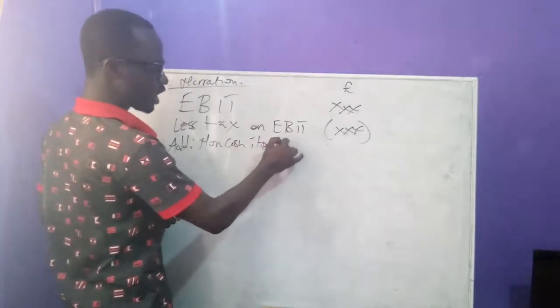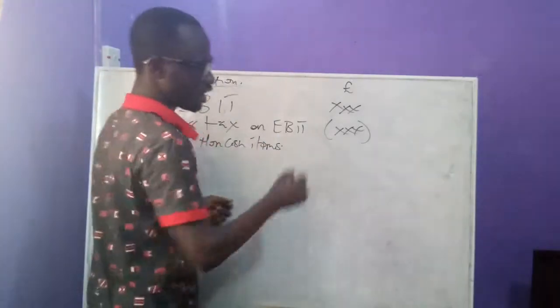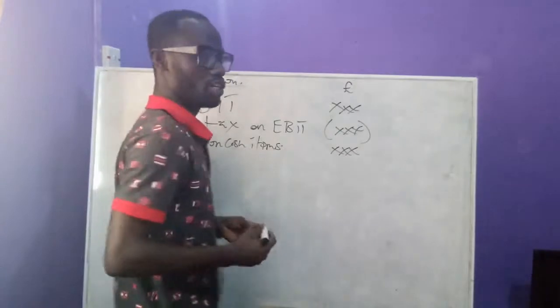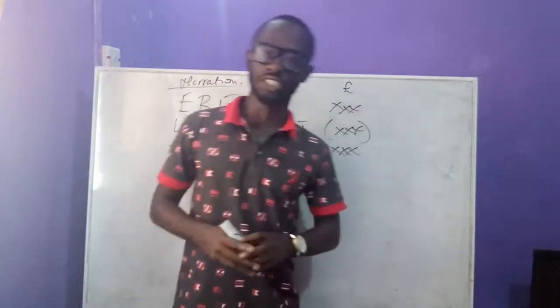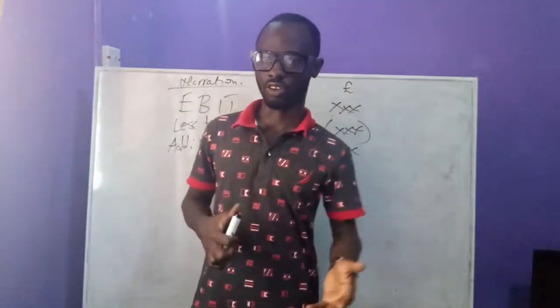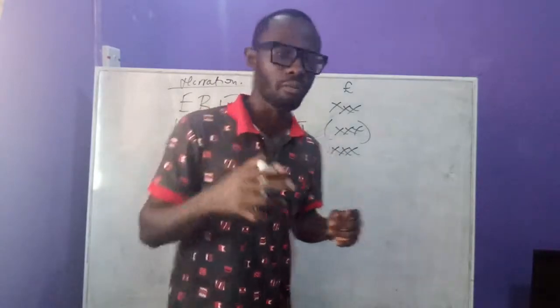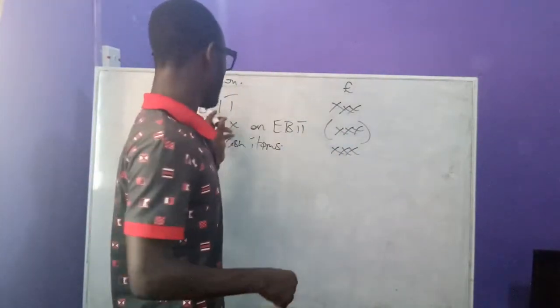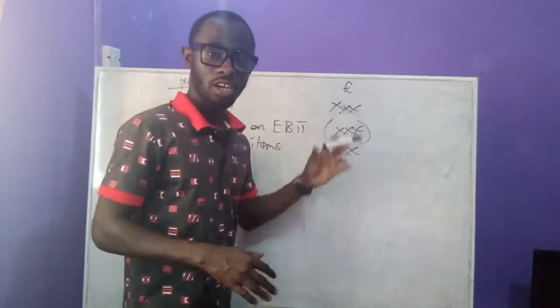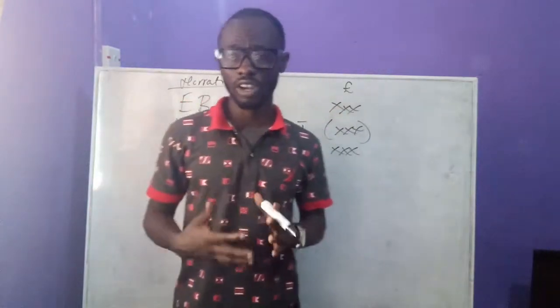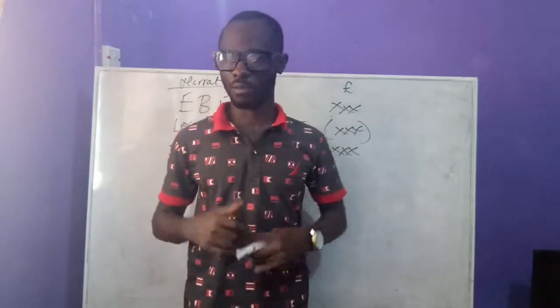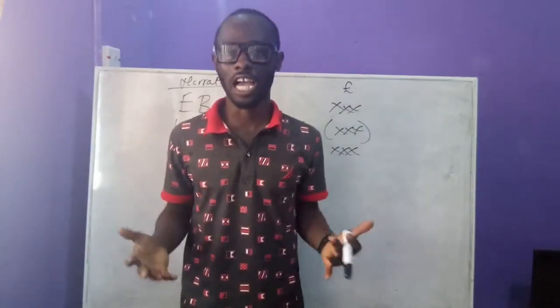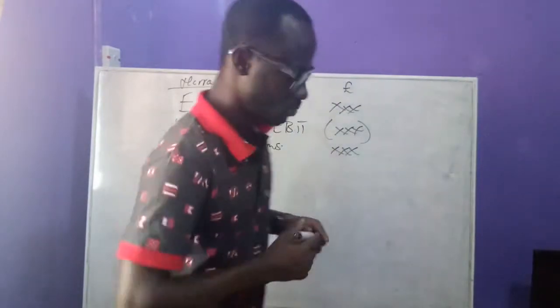Now when we say non-cash items, we're talking about issues such as depreciation, amortizations, provisions. These are non-cash items. Remember, they were taken into consideration in arriving at the earnings before interest and tax. So when we are calculating free cash flow, we need to add it back, because non-cash flows are non-cash flows. So we need to add it back.